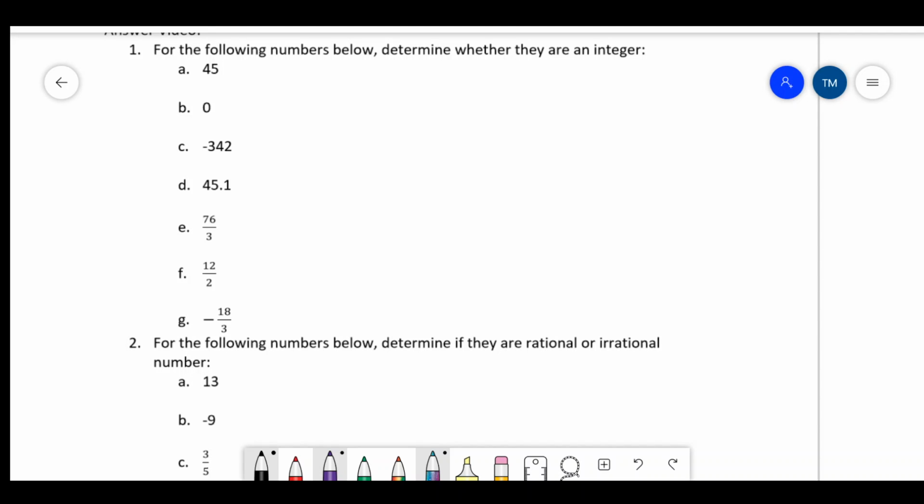Hello, welcome to this video that's going to go through the integers and rational numbers worksheet answers. So for the first question, for the following numbers below, determine whether they are an integer.